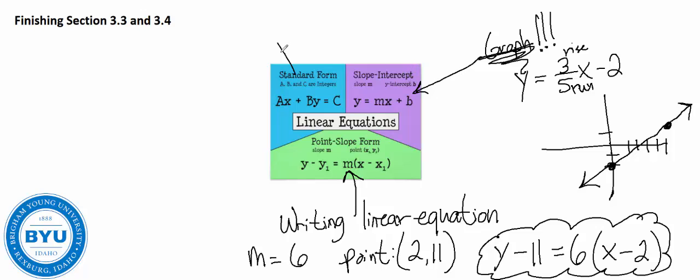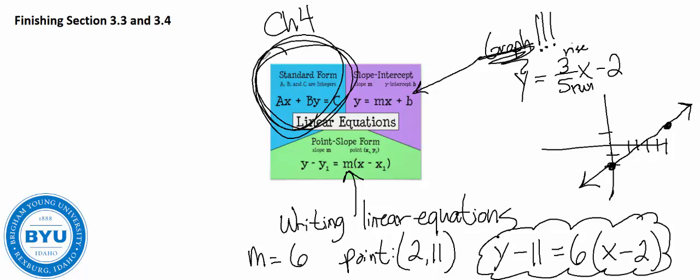Today, I've got to talk about this third form, which is standard form. Now you might ask, what? Why do we need another form? Well, each form has its own advantage, just like I went over here. This form is great for graphing. This form is great for writing linear equations. And this one here is great for chapter 4, which is going to be talking about systems of equations. So let's talk about standard form.